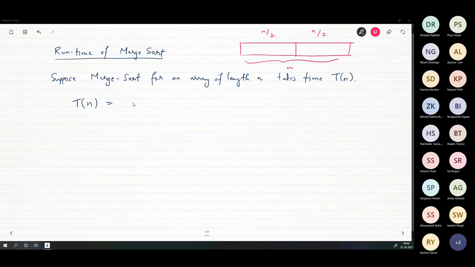So what is the first thing that I will write here? Bhageshri, do you want to try? Write the formula for it. Right. So T of n, what is the first term? T of n by 2 plus cost f of n. Okay, but is it only T of n by 2? No sir, 2 times T of n by 2.